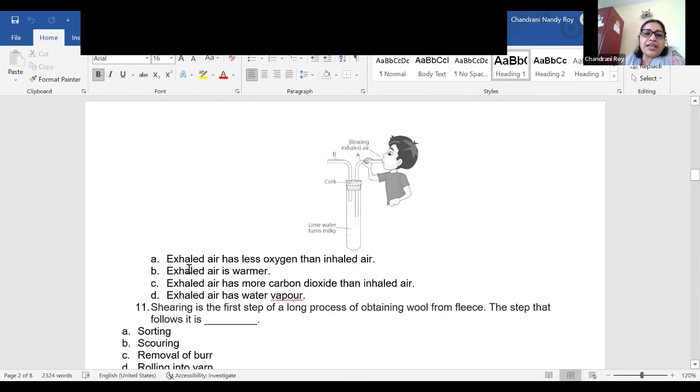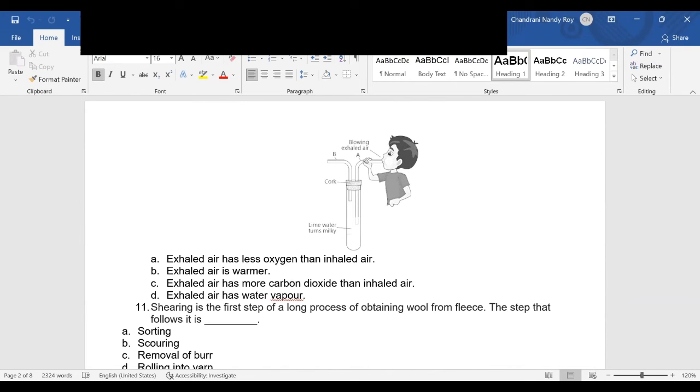And the options are: exhaled air has less oxygen than inhaled air. Exhaled air is warmer. Exhaled air has more carbon dioxide than inhaled air. The option here, if you note, is not 'exhaled air has carbon dioxide'. C only is correct. Am I right, ma'am? Yes, C is correct.